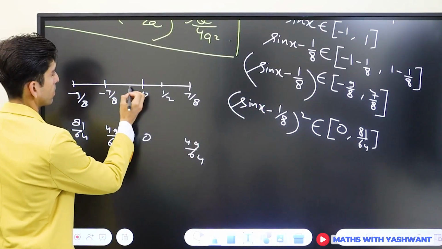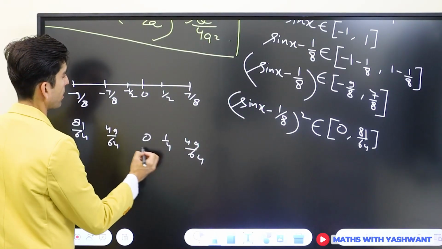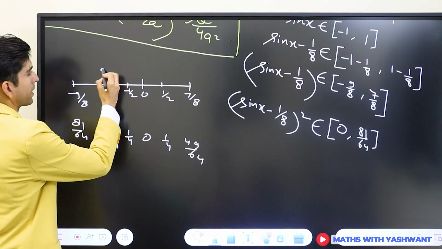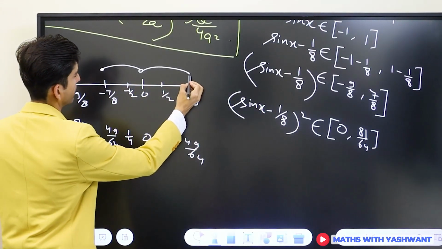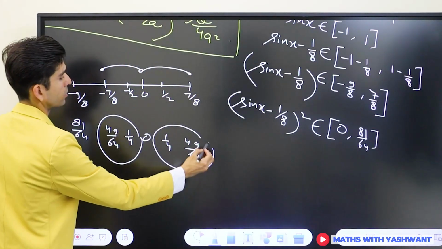Let's also represent positive 1 by 2 and negative half. When you do the squaring, you get 1 by 4, you get 1 by 4. So you can see here for all the numbers from negative 7 by 8 to 0 and 0 to 7 by 8, when you do the squaring, the numbers will repeat.